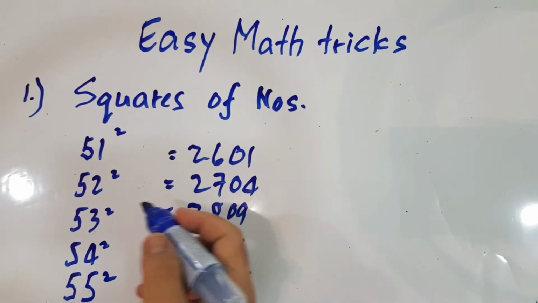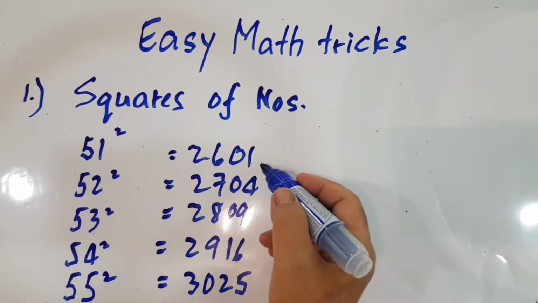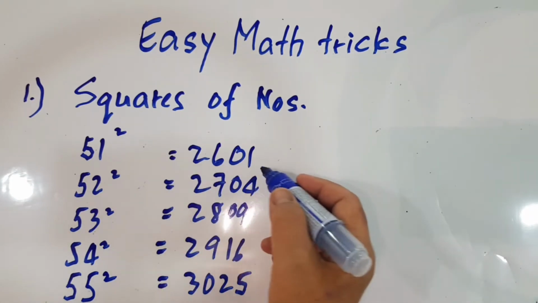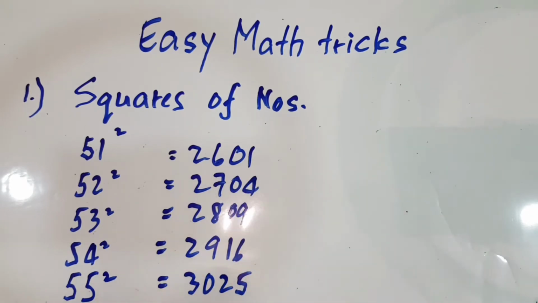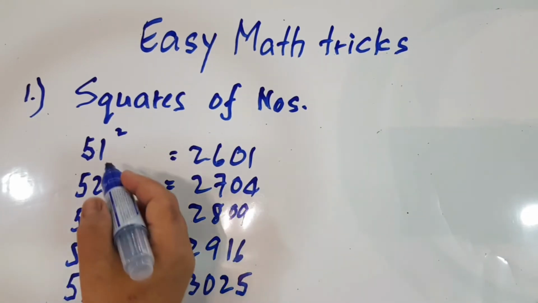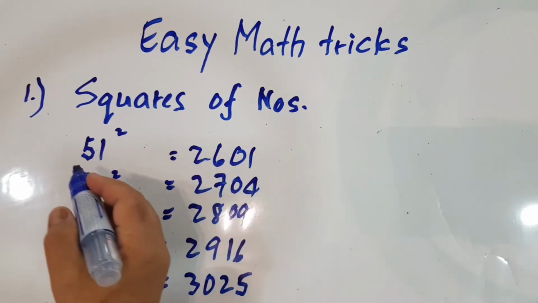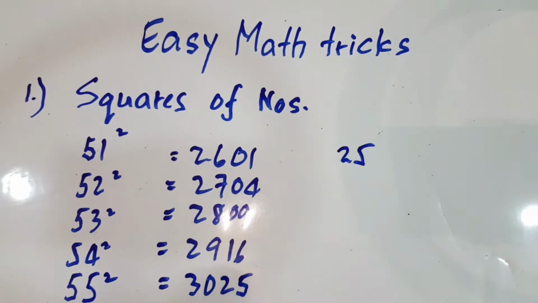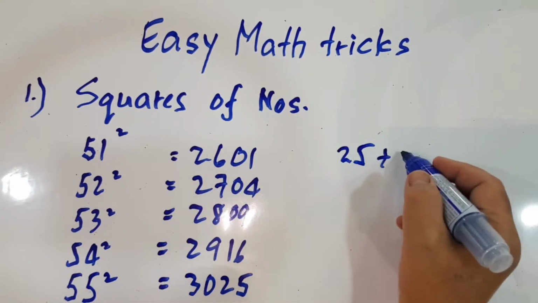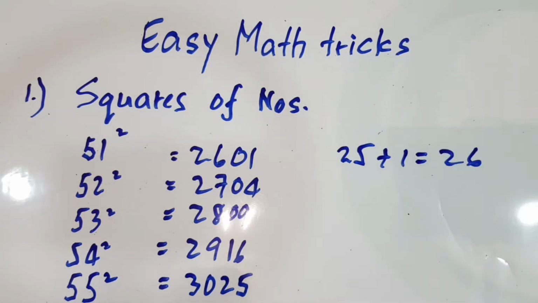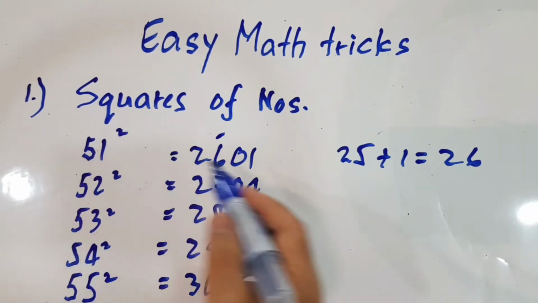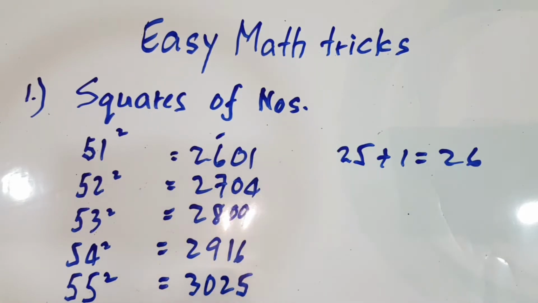Now, how did I do this? This is another trick. See how we come up with 2601? Of course, if you use a calculator, it is easy to come up with this answer. But if you use this math trick, here we have 51 squared. What I do here, I multiply 5 by 5, which is equal to 25. Then I add 1, which is equal to 26. So I put 26 here. And 1 squared, 1 times 1 is equal to 1. So I put 01.